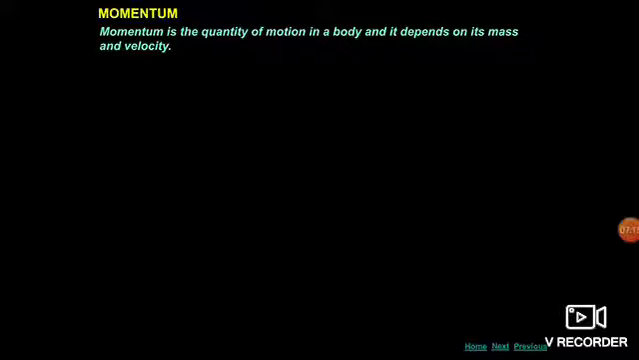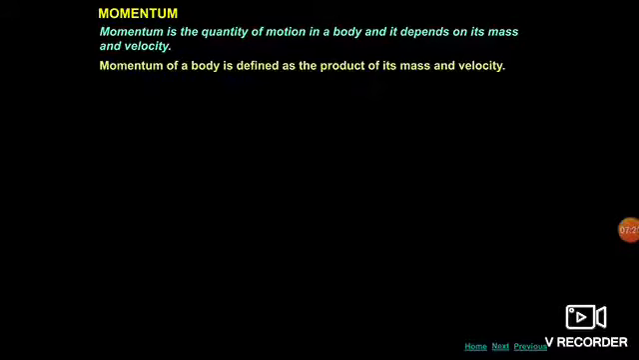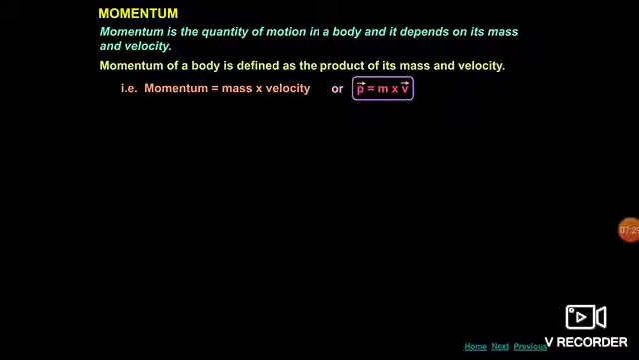Now we talk about momentum. This is also a very important factor. What does momentum say? Momentum is the quantity of motion in a body and it depends on its mass and velocity. Momentum of a body is defined as the product of its mass and velocity. Momentum is mass into velocity, or P is equal to m into v. As v is a vector quantity and mass is a scalar, multiplication of scalar into vector gives a vector, so momentum is also a vector quantity.